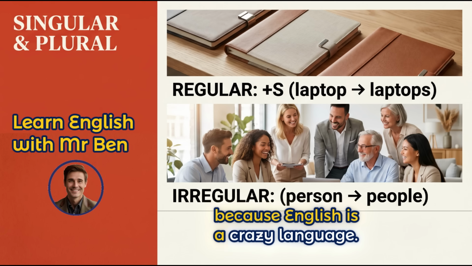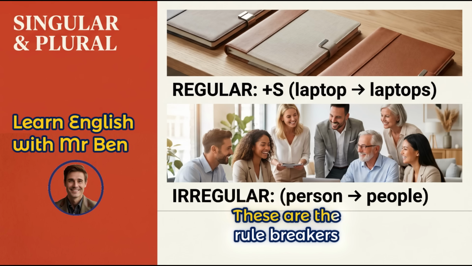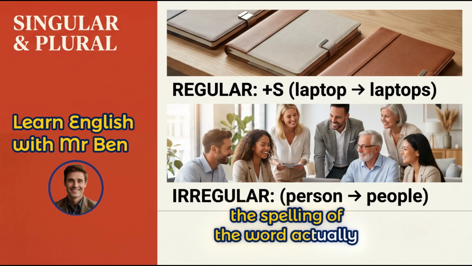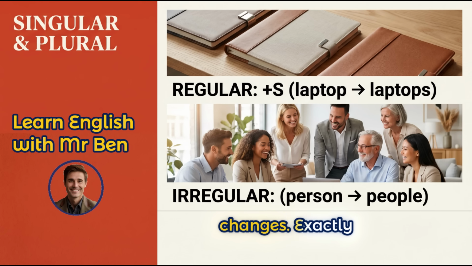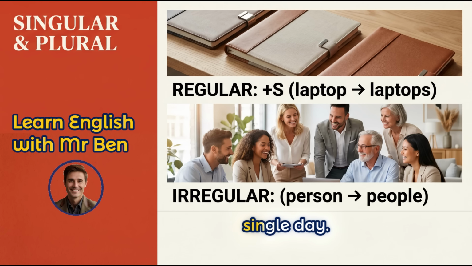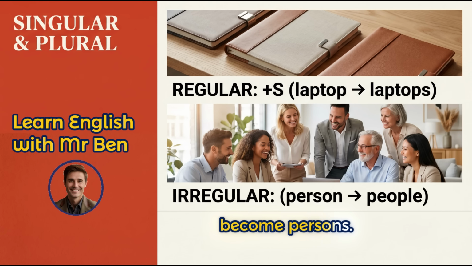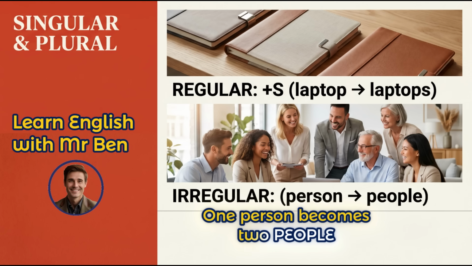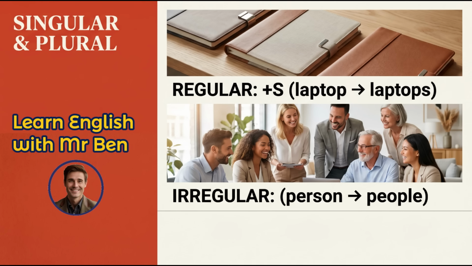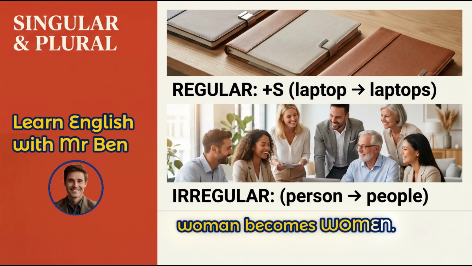Because English is a crazy language, we have irregular plurals. These are the rule breakers. You don't add an S. The spelling of the word actually changes. Exactly. And for adult professionals, you will use these words every single day. For example, person does not become persons. One person becomes two people. Your life becomes your lives. One man becomes men, and one woman becomes women.